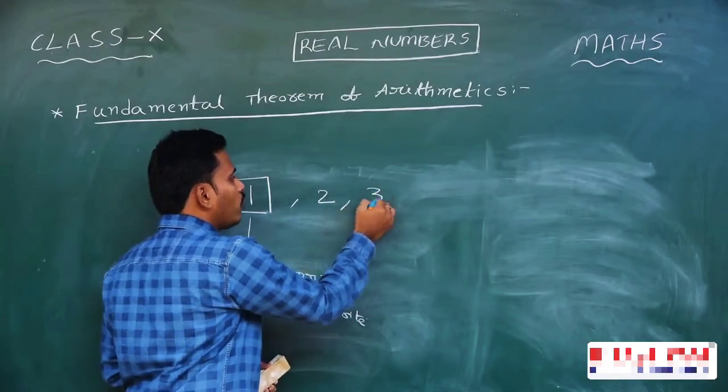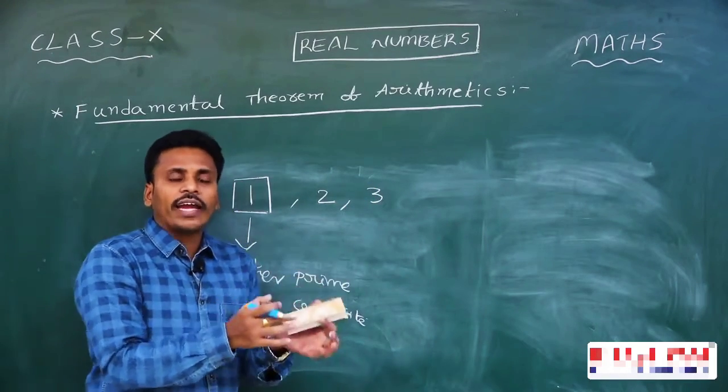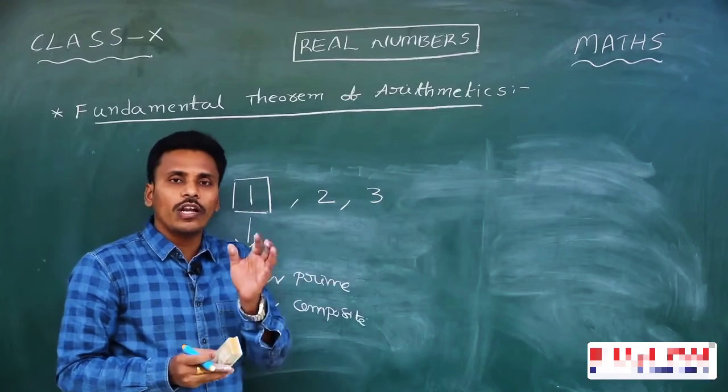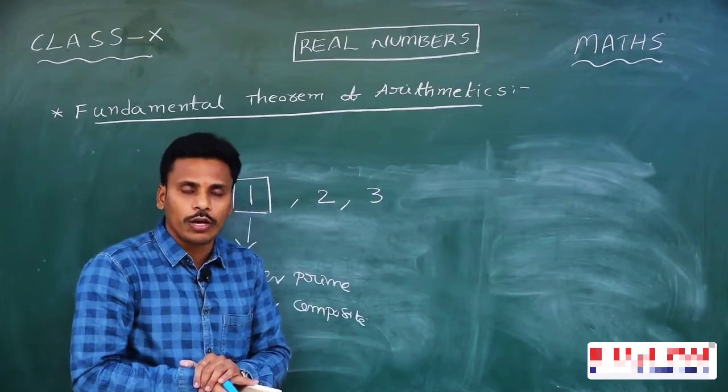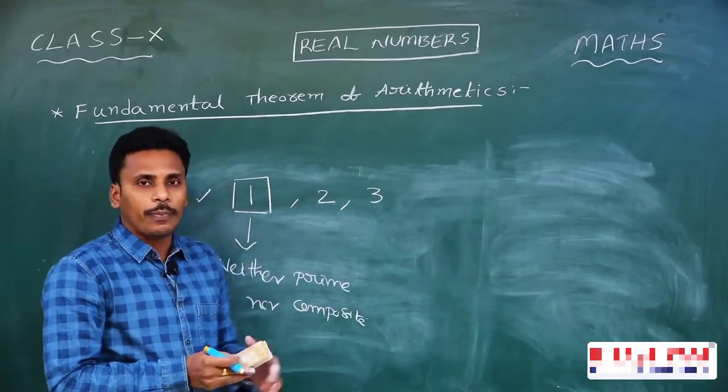And the next natural value is 3. We write 3 only as 1 into 3. We have only one representation writing it as a product of two numbers, 1 and 3. So 3 is a prime number.